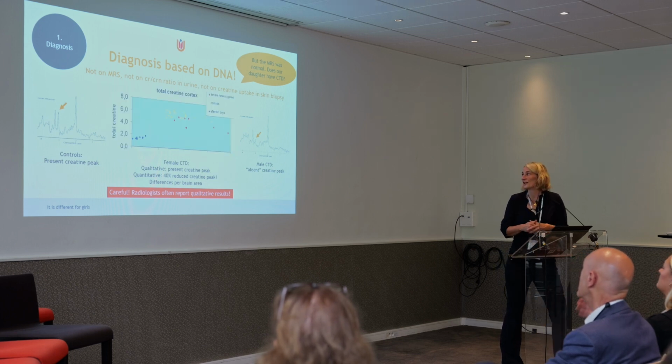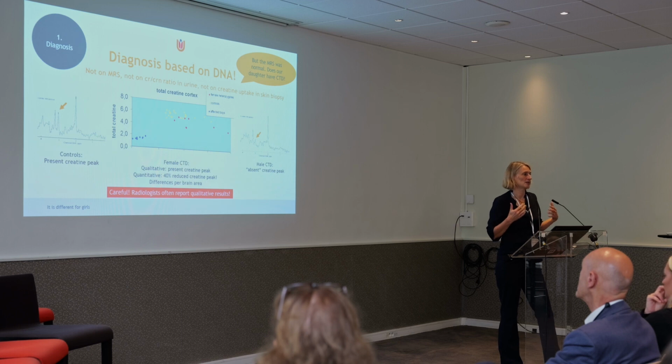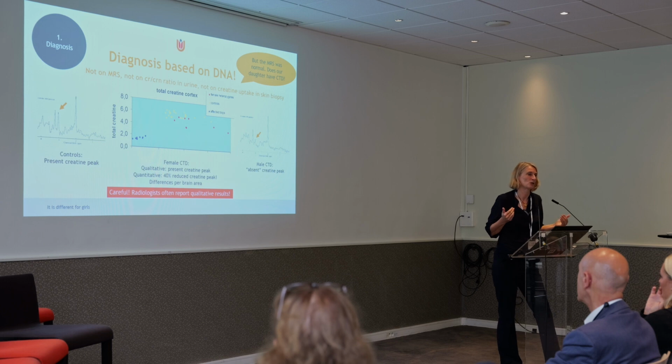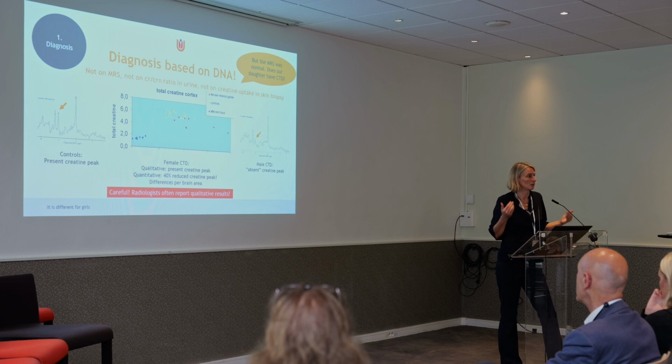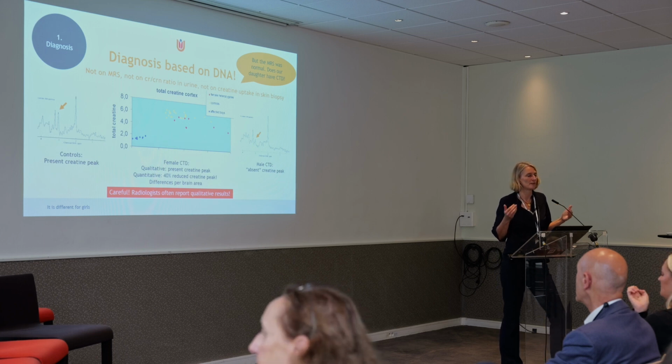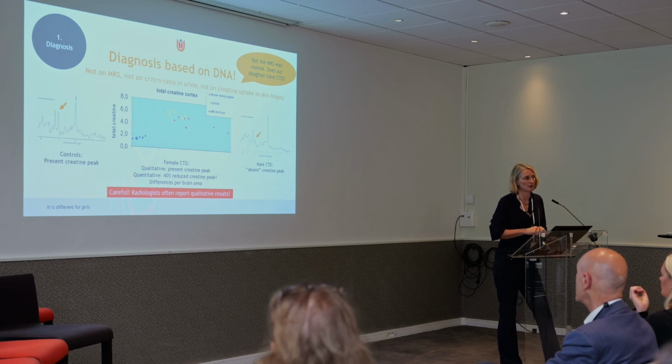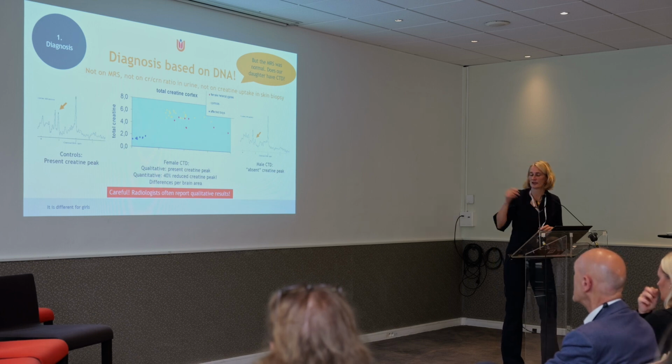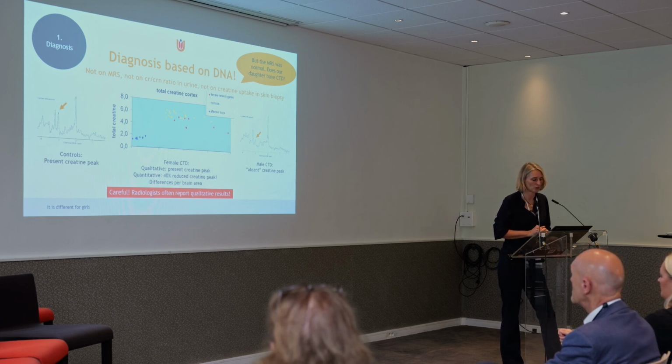But to make it more complicated, even if the quantitative measurements in the MRS are normal, even then it doesn't mean that the DNA result is incorrect, because we know that a woman with a mutation in the creatine transporter gene can have normal creatine levels on the MRS. So here you see the yellow ones are the controls and red dots are females with a creatine transporter mutation, and you see that there's overlap, and the blue ones are the boys.